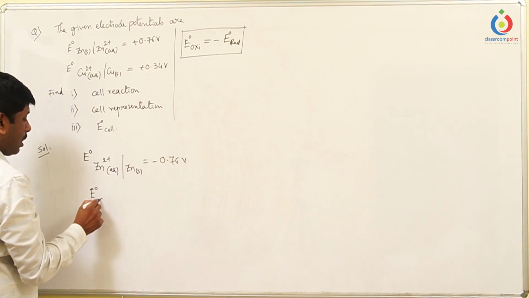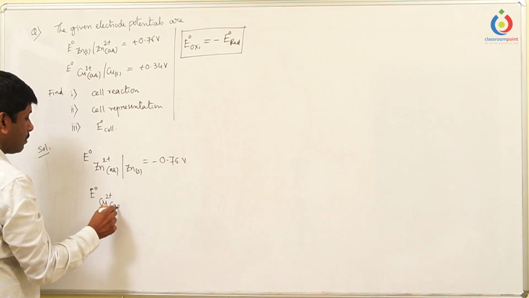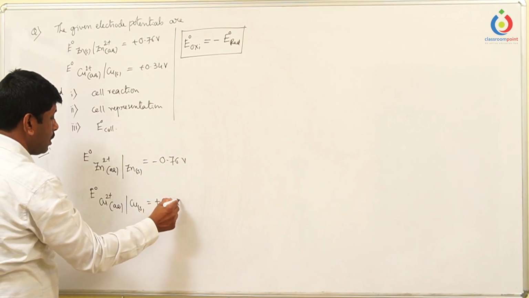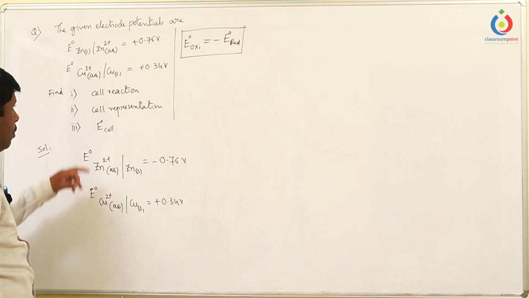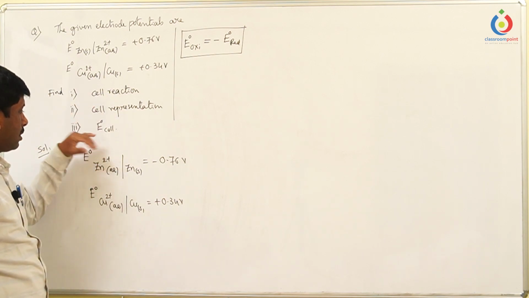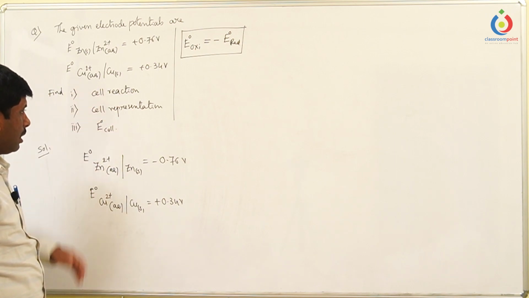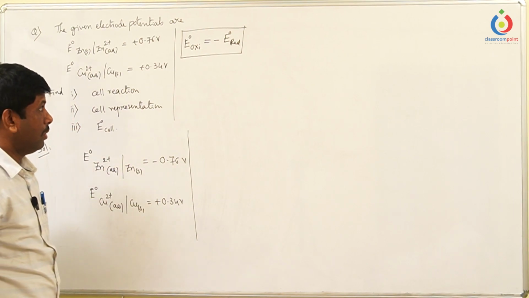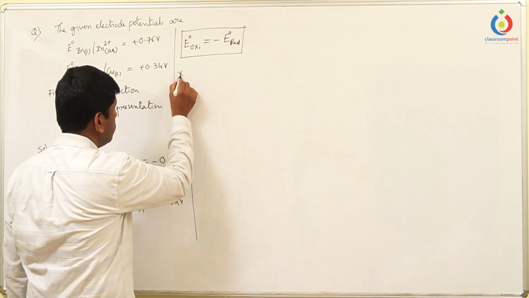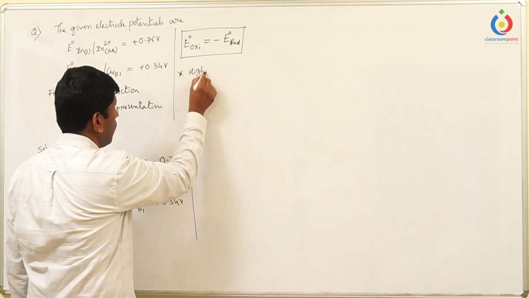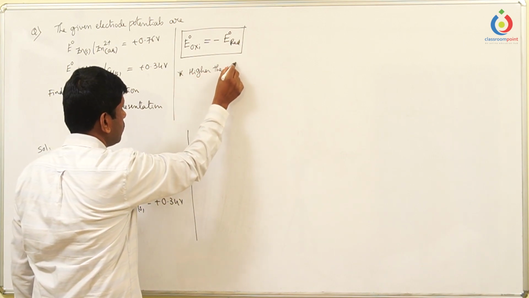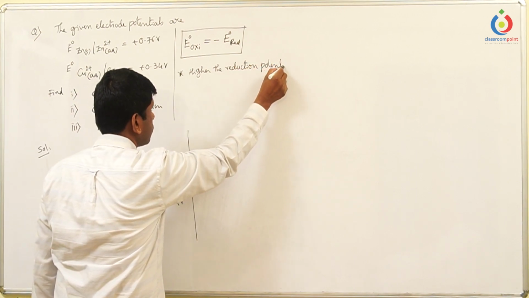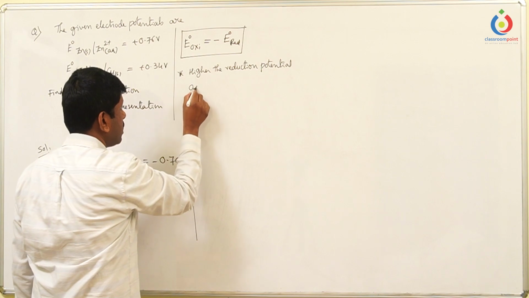For the copper electrode, the reduction reaction is already given: Cu2+ aqueous to Cu is equal to plus 0.34 volts. Now the question arises, how to write down the cell reaction and cell representation in our cell. Before doing all these things, we have to identify which is acting as a cathode and which is acting as an anode. So there is one more shortcut: the higher the reduction potential, acts as cathode.